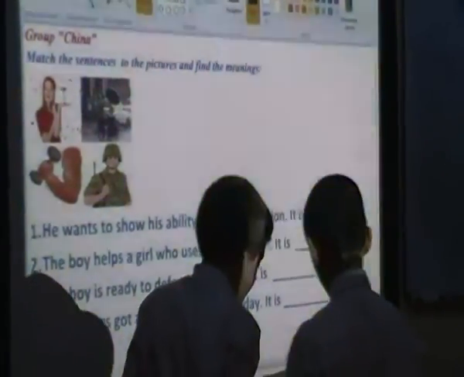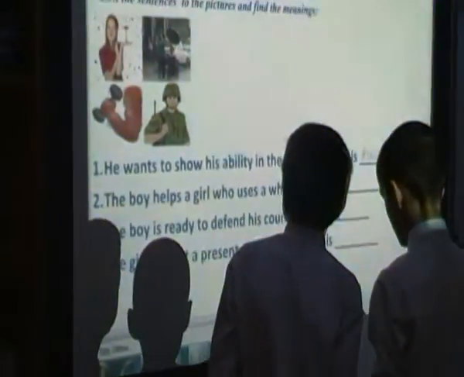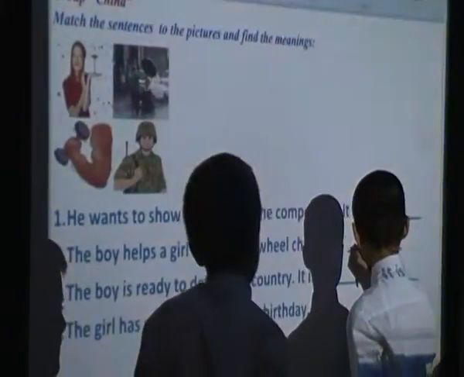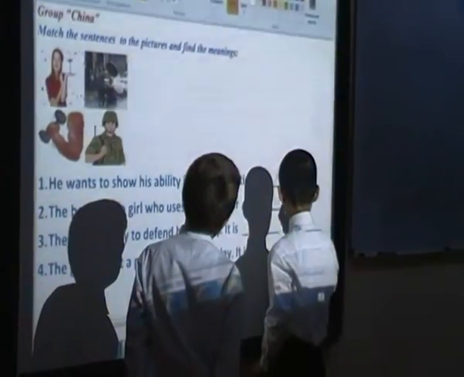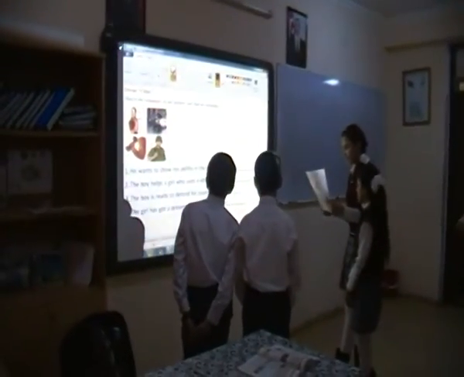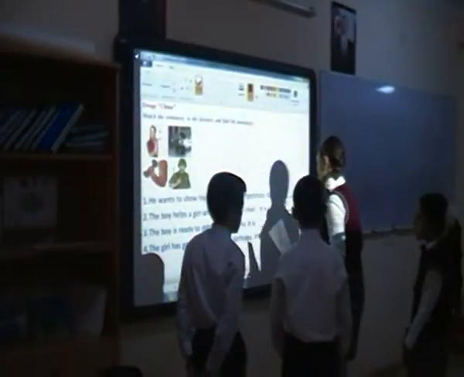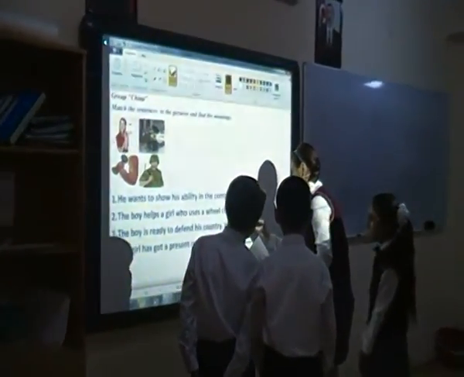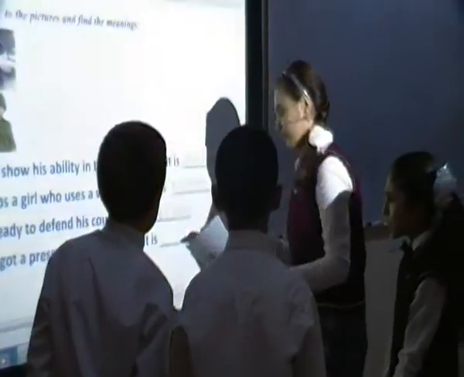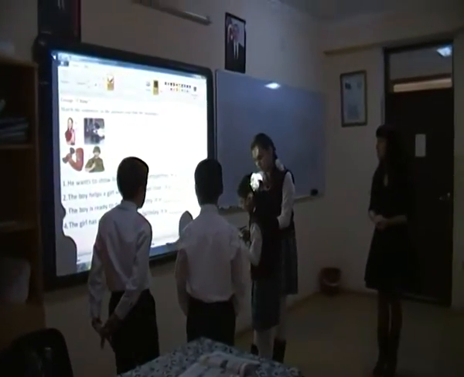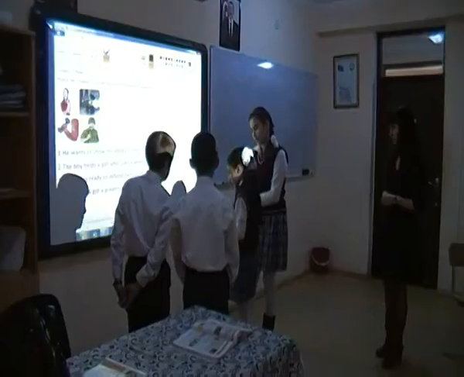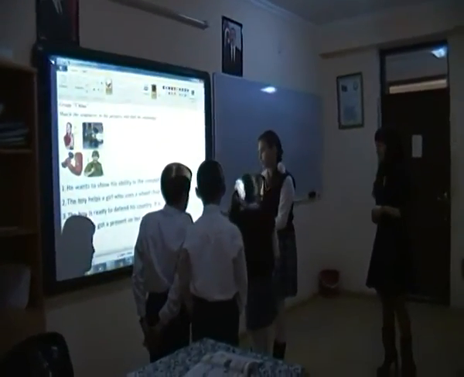Now the second one. The boy helps a girl who also brings care in its characters. Yes, what picture? It is what? Kindness. Yes, kindness. Now, patriot. The boy is ready to defend his country. It's patriotism. Yes, what picture? Yes. The last one. The girl has got a present on her birthday. It is happiness. Yes, write down.